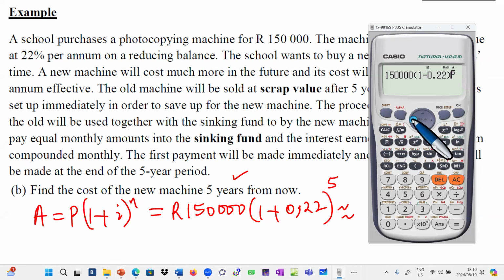So now we're going to use this here: 150,000 times 1 plus 0.22 to the 5th power. Right, 405,406. Right, let me see what we have done. Okay.